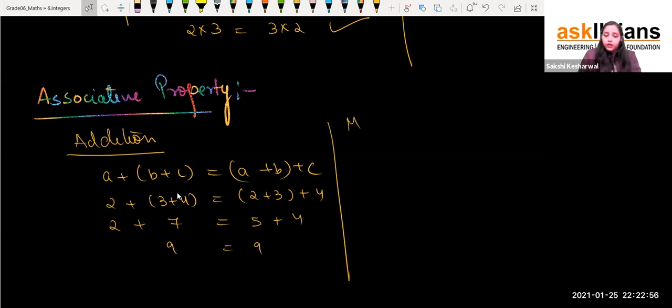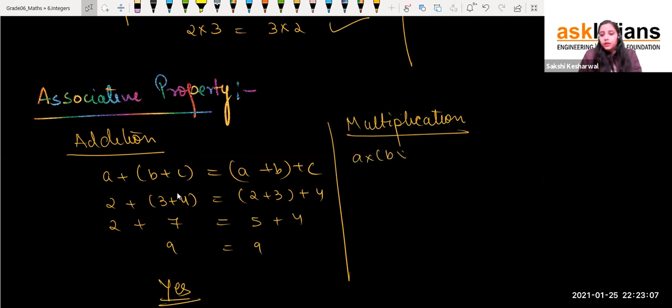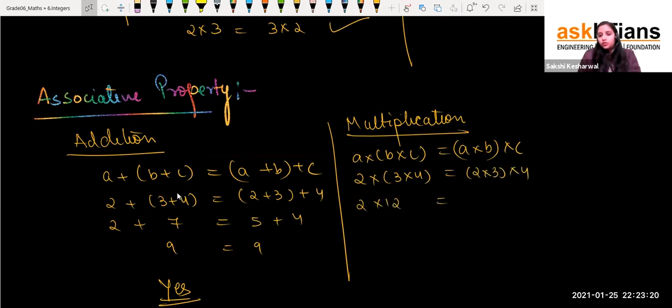Similarly, this follows for addition, and similarly we have done it also for multiplication. So a little bit quick. Multiplication, it will be a into b into c, equal to a into b into c, right? So 2 into 3 into 4 is equal to what? 6 into 4, this will be equal to 12 into 4, right? So this is 24 equal to 24. So yes, for multiplication, right?